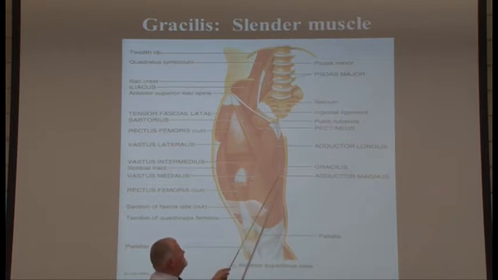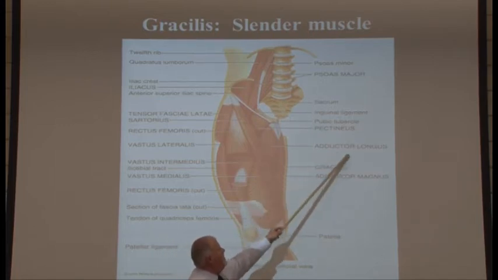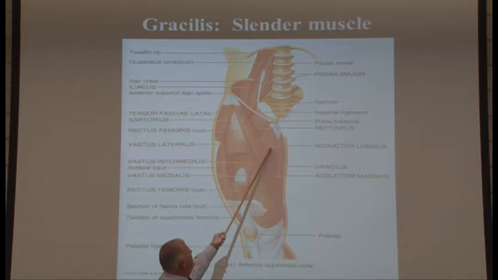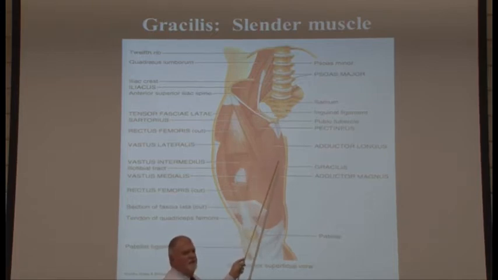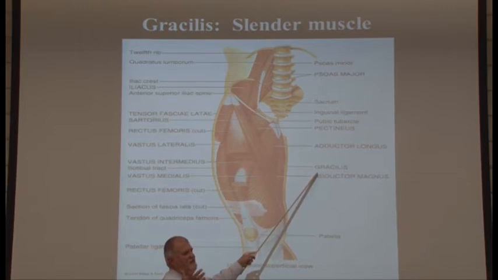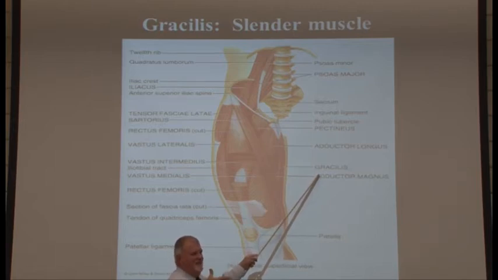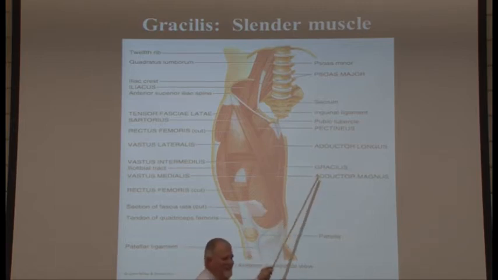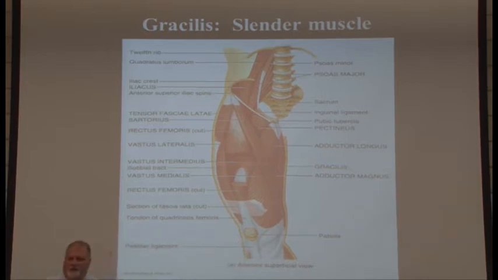I always thought it was interesting that we named the muscles adductor magnus, adductor longus, and then the deep one, adductor brevis, the short one. It would have made sense to me if we had said adductor gracilis, named for action plus shape of the muscle, the slender adductor. But for some reason, the adductor part got dropped off, so this is called gracilis.